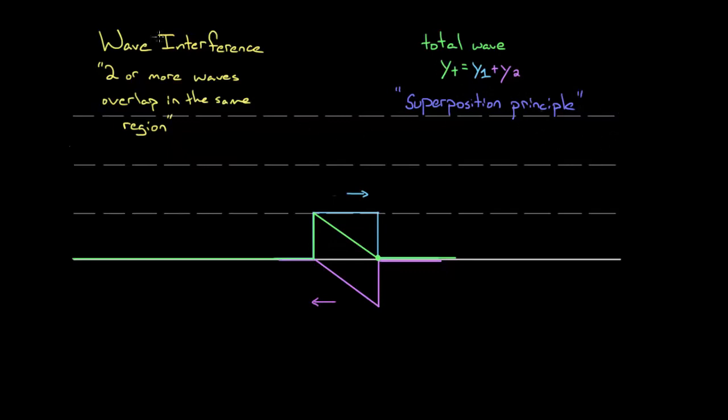So recapping, wave interference is the term we use to refer to the situation where two or more waves are overlapping in the same region. And to find the value of the total wave while they're overlapping, you can use the superposition principle, which just says to add up the values of the individual waves at a given point to find the value of the total wave at that point.